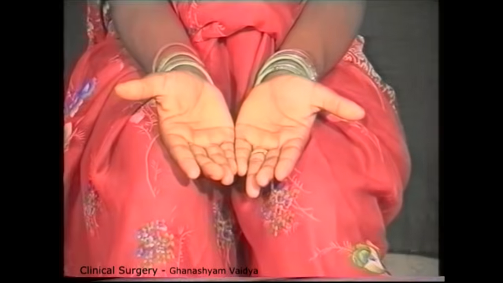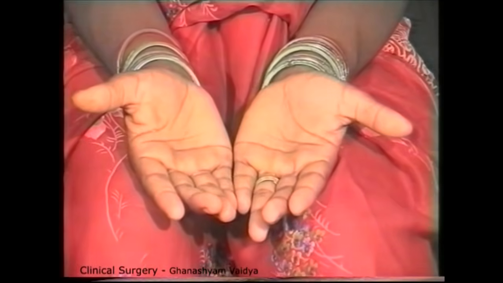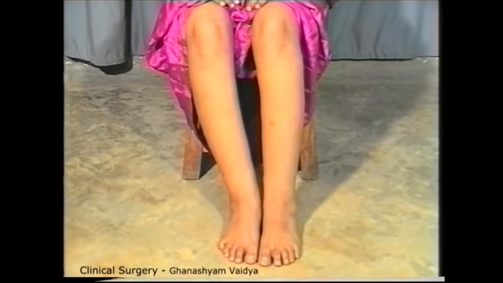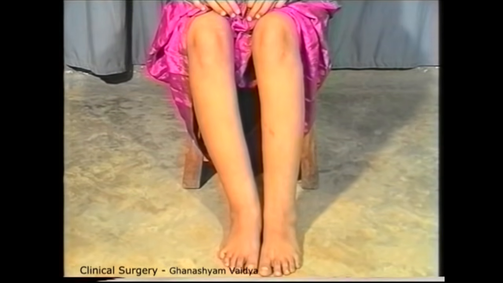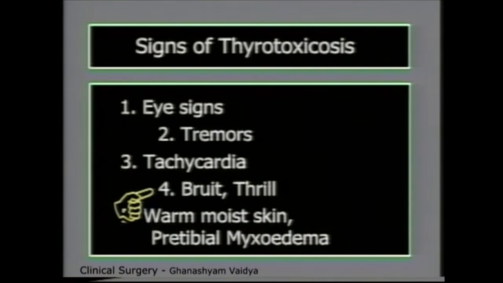Now feel the palms and feet of the patient. In thyrotoxicosis, they are warm and moist, and the legs may show pretibial myxedema with thickened hyperpigmented skin and coarse hair. Lastly, another characteristic sign of thyrotoxicosis has already been studied by us during the examination of the goiter, that is, the palpable thyroid thrill and thyroid bruit on auscultation.